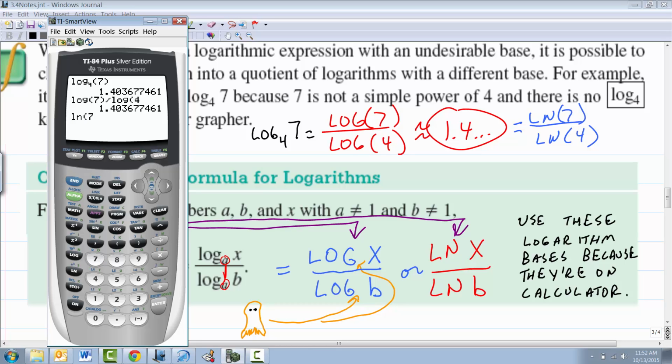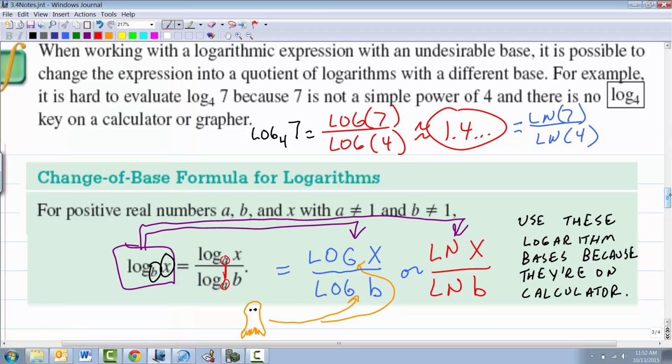Or ln 7 over ln 4. Look at that. All three give me the same answer. Cheating button, change of base used with two different logarithms. You need to know this. Okay?